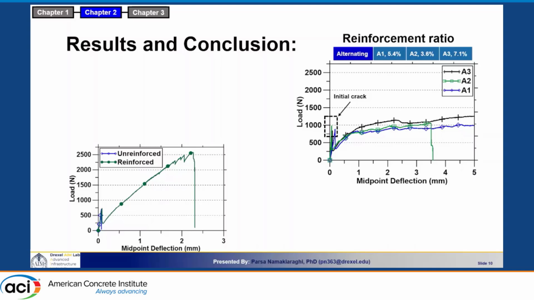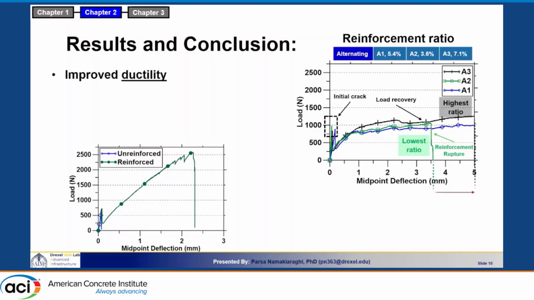So we first have this initial crack, and after the load drops, we again get a load recovery in all of the samples. But in samples that had the lowest ratio, the reinforcement actually at the end ruptures, and we have a catastrophic failure. Whereas in samples with a higher ratio, especially the one with the highest, we get to a plateau where the sample gets into a more stable condition.